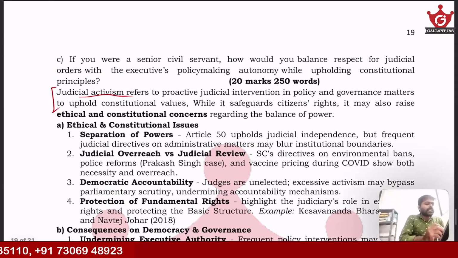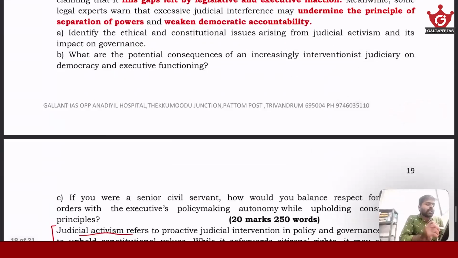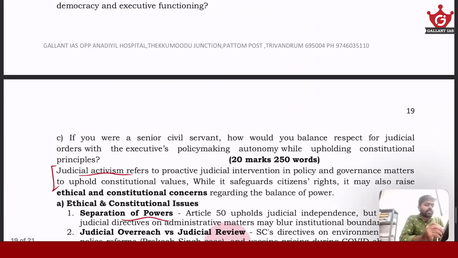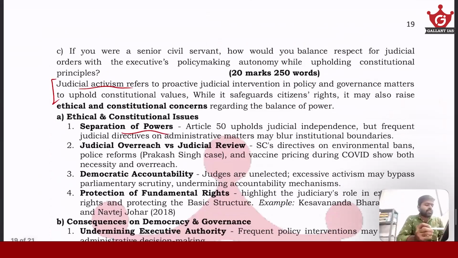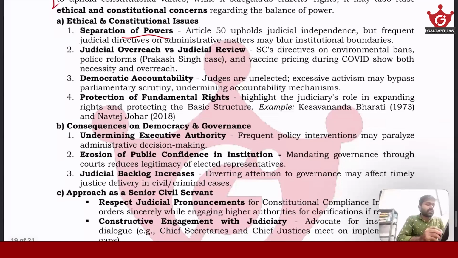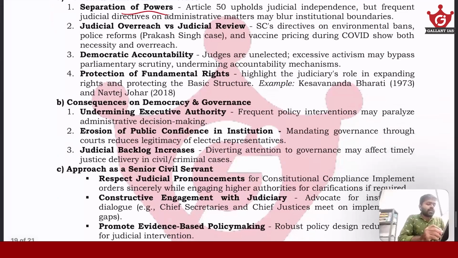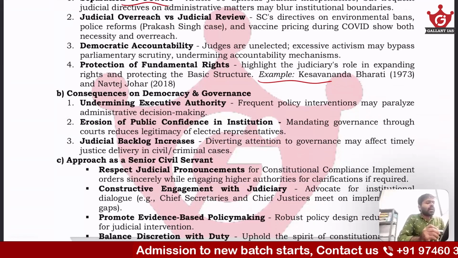The key issues are already presented in the case study itself in red bold letters. You can take them, such as separation of powers, which is already explained here: undermine the principle of separation of powers, weaken democratic accountability, fills the gap left by legislative and executive inaction, etc. So separation of powers is the first ethical and constitutional issue. Judicial overreach versus judicial review is the second one. Democratic accountability is the third, and the fourth one is the protection of fundamental rights also. We can include case laws related to that, such as the Kesavananda Bharati case or the Navtej Singh Johar case regarding IPC Section 377, etc., to enrich your answer.